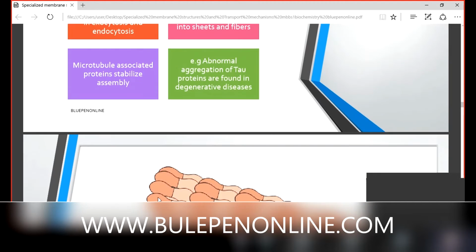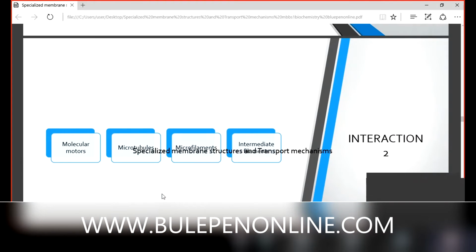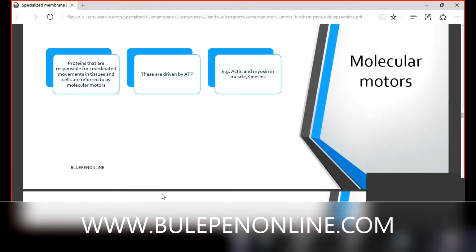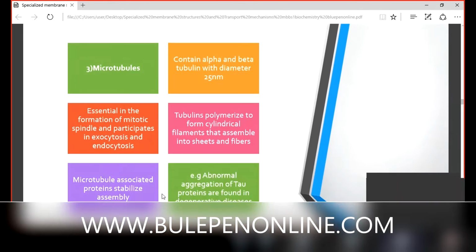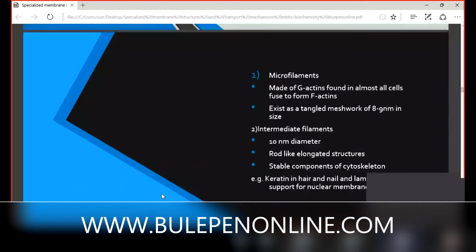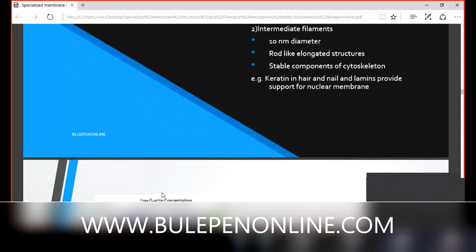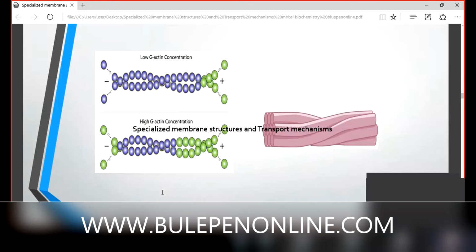Thank you, Andrea. Then next question, what about microfilaments, Roshni? Microfilaments, ma'am, their diameter primarily ranges from 8 to 9 nanometers. They are composed of G-actin, which fuse to form F-actin, ma'am. Okay, you can see from the diagram where there is low G-actin concentration and high G-actin concentration. G-actin fuses to form F-actin.